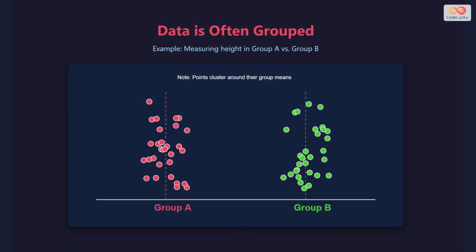Often in research, we organize data into groups to compare them. For example, we might measure a variable in Group A and compare it to Group B, while we often focus on the average of each group. It is important to notice that the individual data points cluster around their group center, but they are not all sitting exactly on the average line.